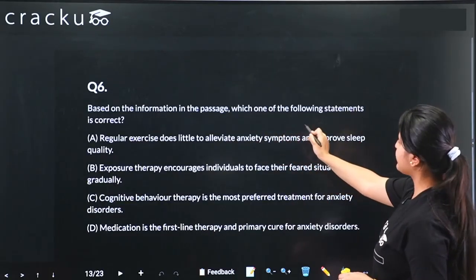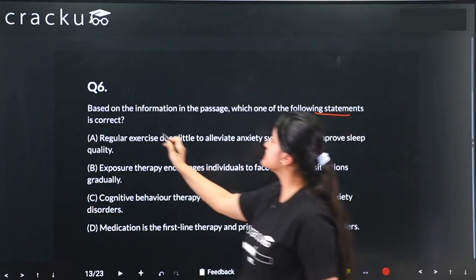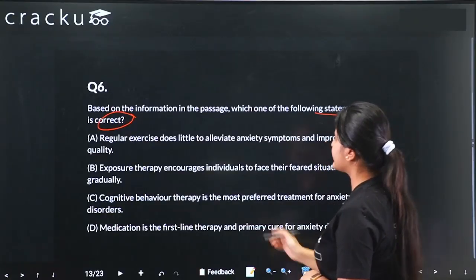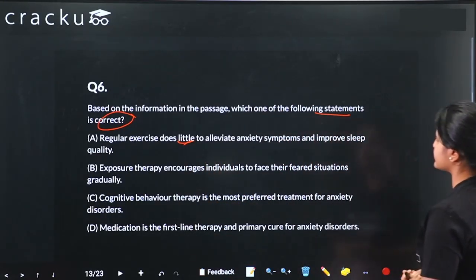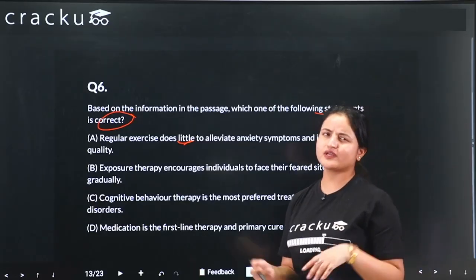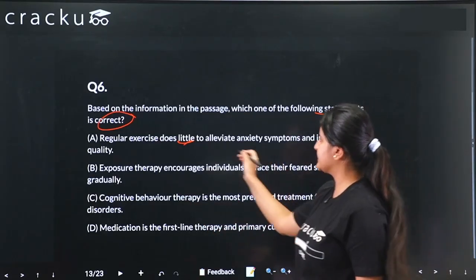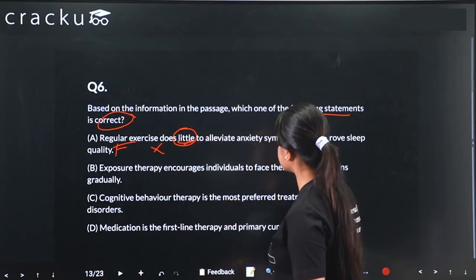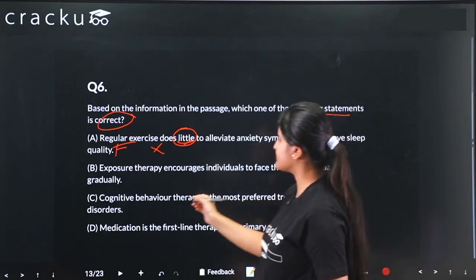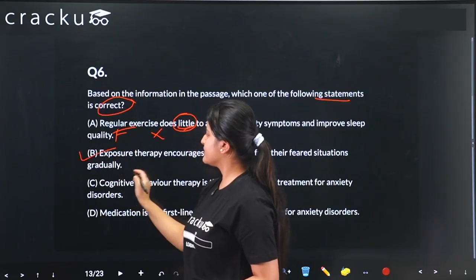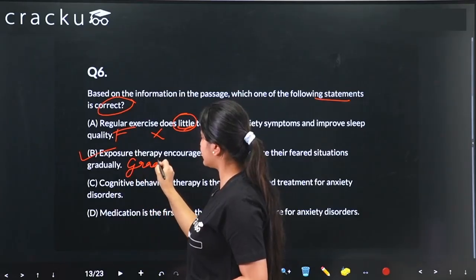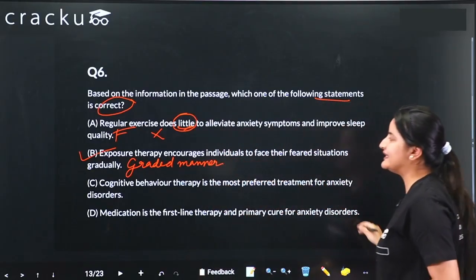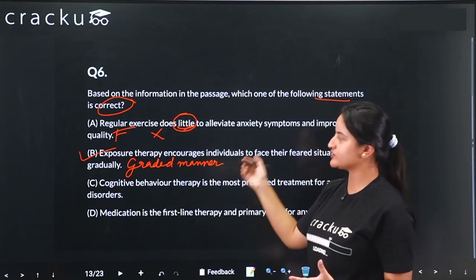Based on the information in the passage, which one of the following statements is correct? Let's see. True, false we have to play. Regular exercise does little to alleviate anxiety symptoms and improve sleep. Was it mentioned that, okay, it helps, but it helps little? Nothing like little was mentioned, so false. Exposure therapy encourages individuals to face their feared situations gradually. True. Because we mentioned also in our notes, graded manner. They make them face their situations in a graded manner, which is like facing them gradually, step by step.